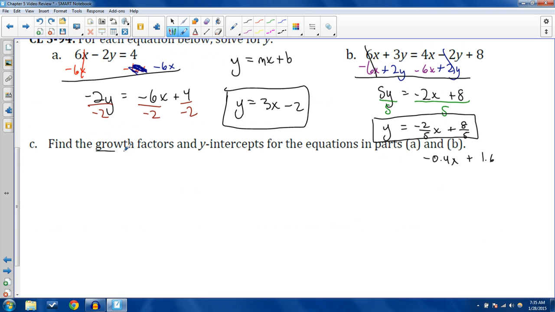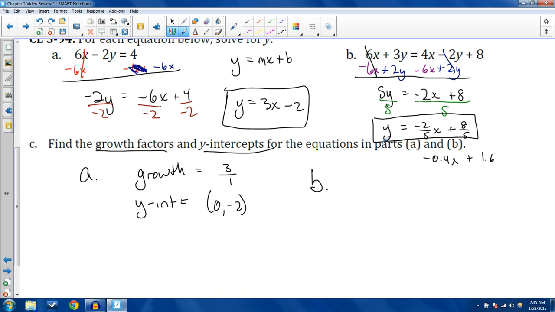Now they do say find the growth factors and y-intercepts for the equations in parts A and B. Now they are located here. For part A, my growth factor is 3, or 3 over 1 if you want to write it as a slope. And my y-intercept is negative 2, but it's at the point (0, -2). Maybe that's a little more beneficial to write. For part B, your growth factor is -2/5, and your y-intercept is (0, 8/5). Perfect.